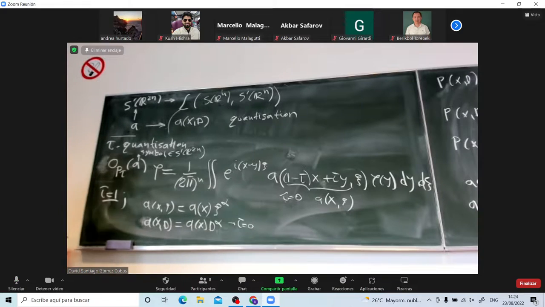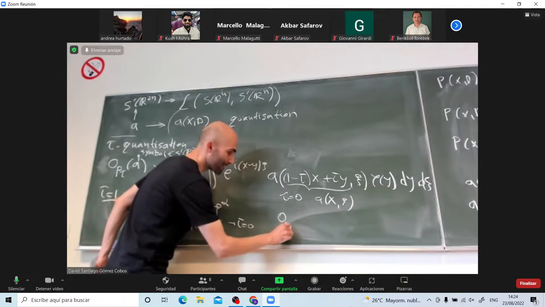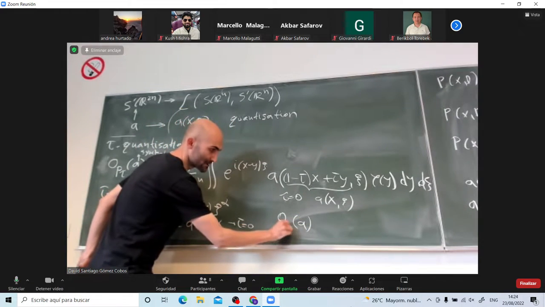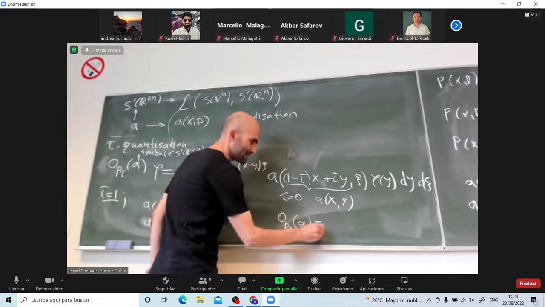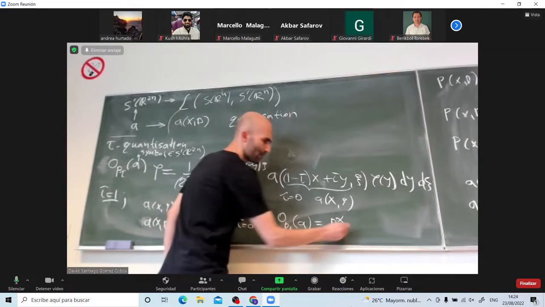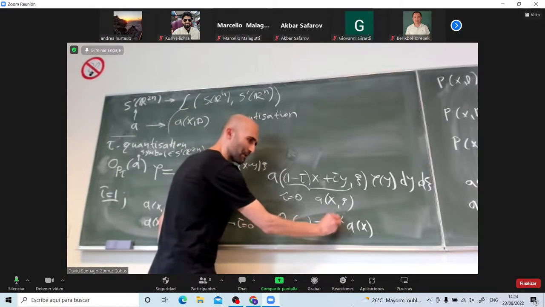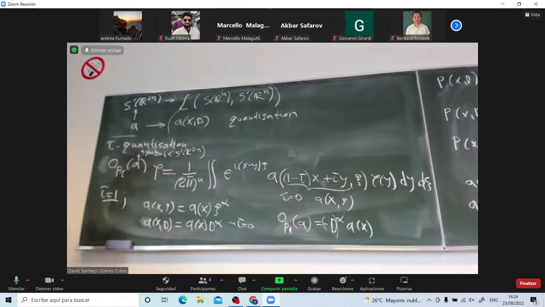Okay, this is called the right quantization. So for me, Op_1 of A, the operator which corresponds to tau equal to 1, is D alpha A of x. And probably there is a minus here, but I'm not sure about this minus. Because the transpose will have an extra minus, so probably there is a minus. So it will be minus D alpha A of x.